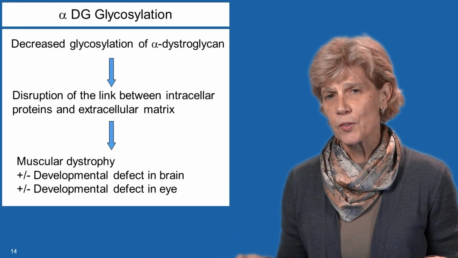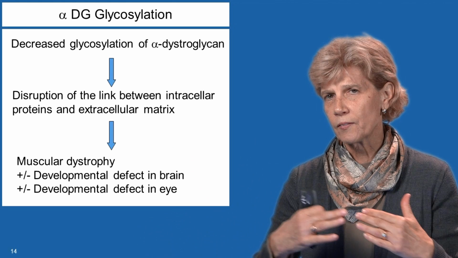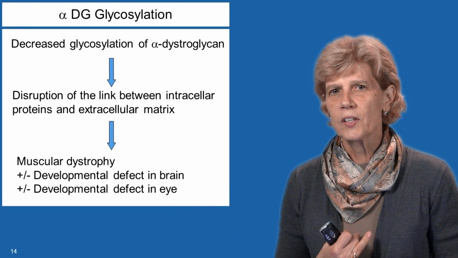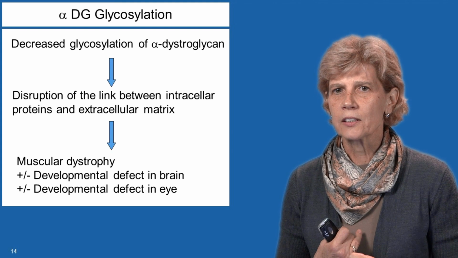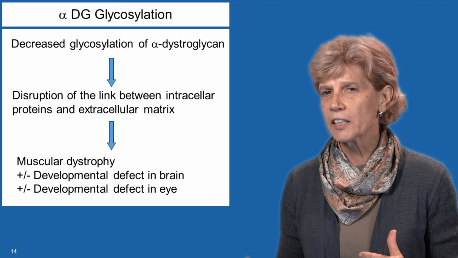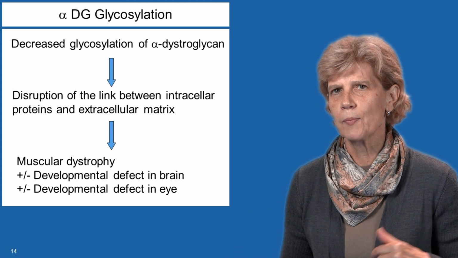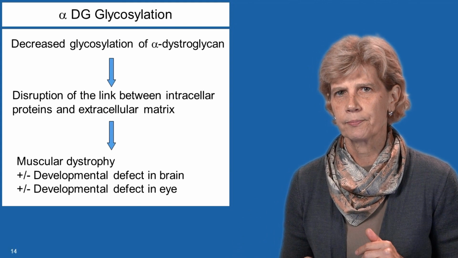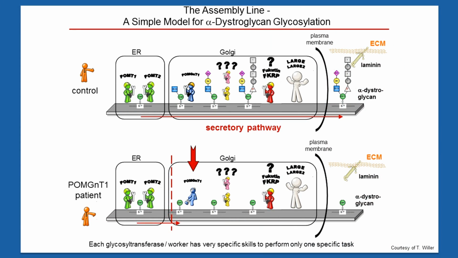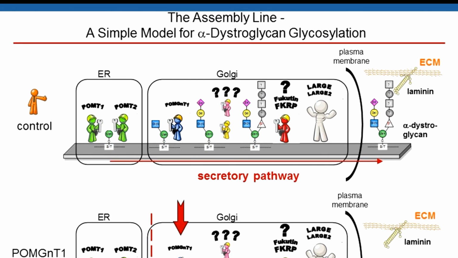As we've talked about, that results in muscular dystrophy, breakdown of the balance between membrane stability and repair, and it can also, in this case, result in a developmental defect in the brain and a developmental defect in the eye. This does not occur every time, but it can, and we'll talk about that more as we talk about cases. So this is a slide that is an easy way to think about glycosylation, and it's a good sort of introduction.